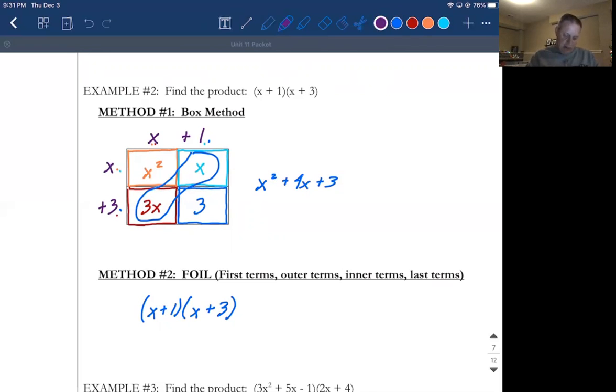So here's how we do it. We take the first terms, this x and the first term over here, this x, and we multiply them together and get x squared. Then we take the outer terms. Okay, so the outer terms would be x and 3. That's 3x. Then we take the inner terms, the 1 times x, and get 1x. And finally, the last terms, 1 times 3, which is 3. And you'll notice you get everything that's the same as in the boxes up above. So this gives us x squared plus 4x plus 3. Like last time, it's whatever you prefer.